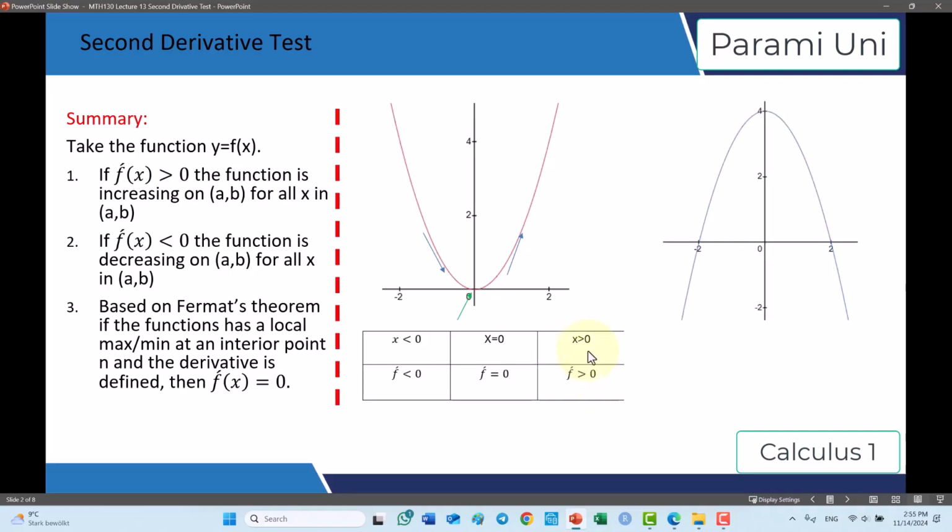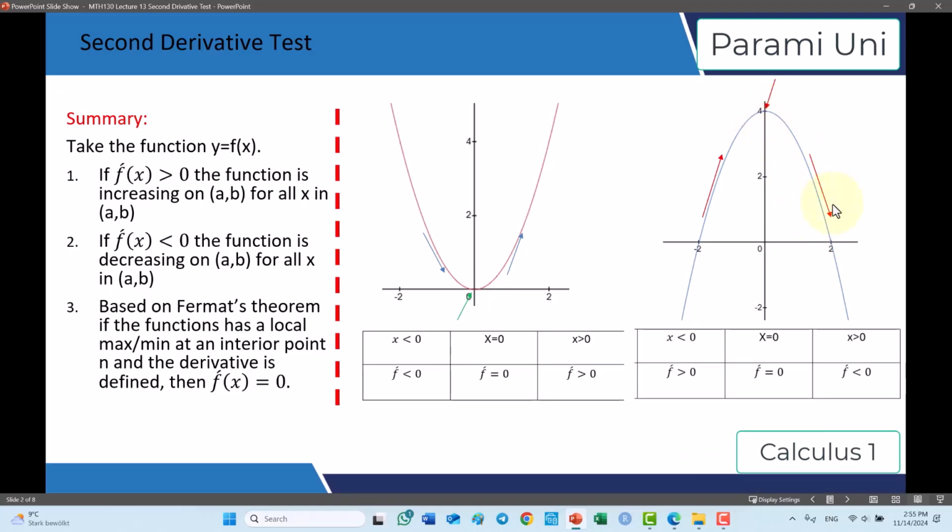On the other hand, if you take the function y equals minus x squared plus 4, you see that for x less than 0, the function is increasing. At x equals 0, it has a turning point, which is a local maximum, where the derivative is 0 because it's a smooth turning point. And for x bigger than 0, the function is decreasing. In other words, for x negative, f prime is positive because the function is increasing, for x equals 0, f prime is 0 because that's a turning point, in fact a local maximum, and then for x bigger than 0, f prime is negative.